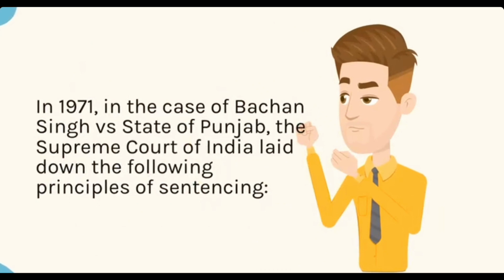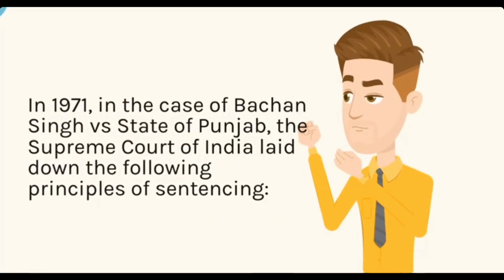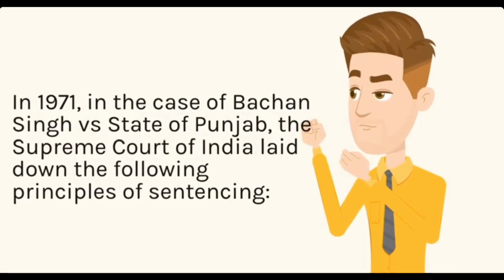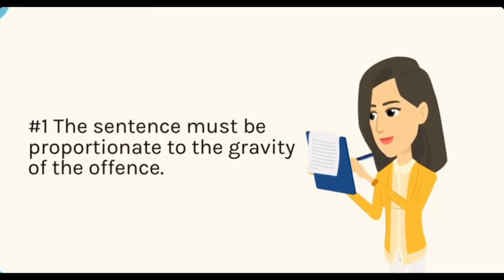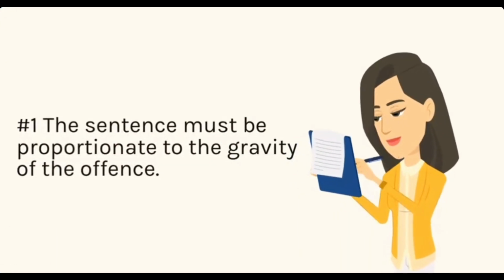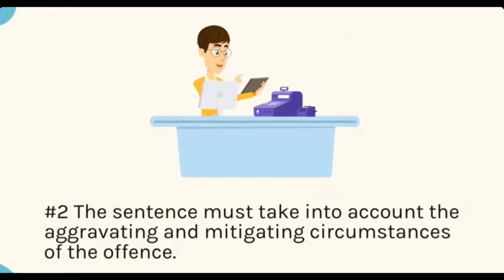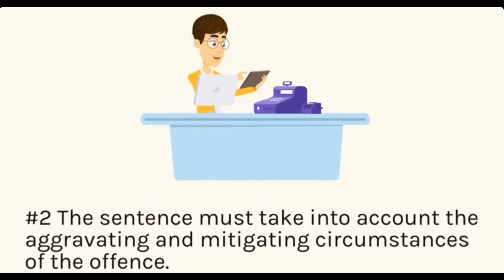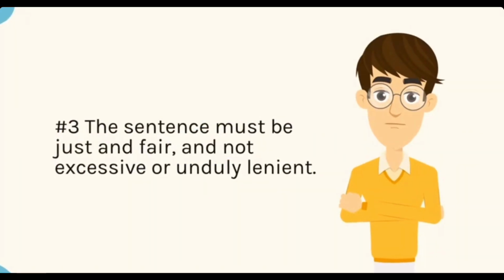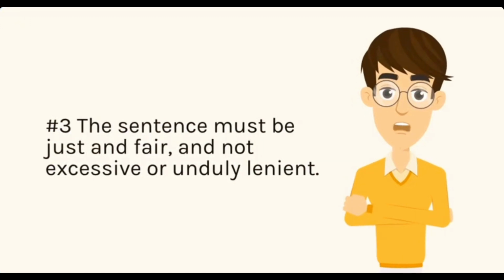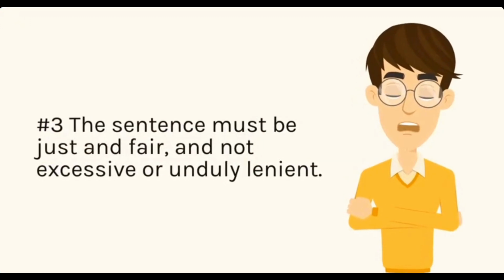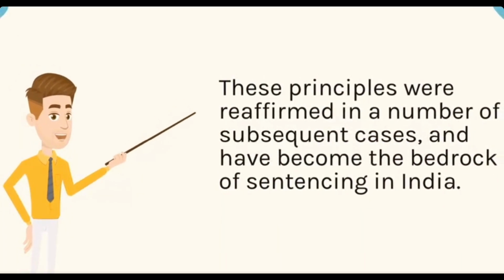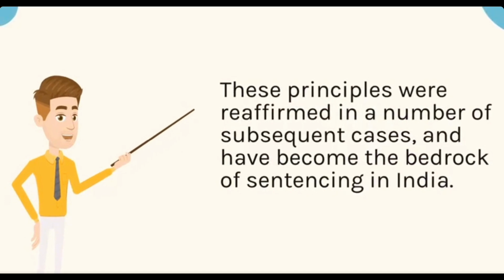In 1971, in the case of Bachchan Singh vs. State of Punjab, the Supreme Court of India laid down the following principles of sentencing. Number 1. The sentence must be proportionate to the gravity of the offence. Number 2. The sentence must take into account the aggravating and mitigating circumstances of the offence. Number 3. The sentence must be just and fair, and not excessive or unduly lenient. These principles were reaffirmed in a number of subsequent cases, and have become the bedrock of sentencing in India.